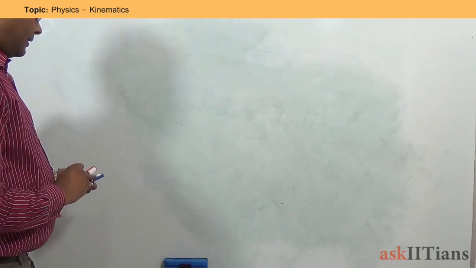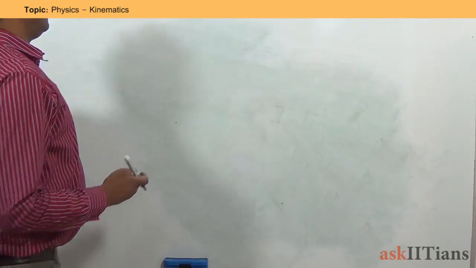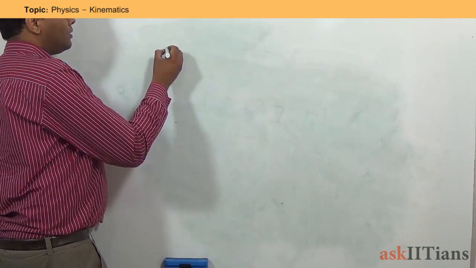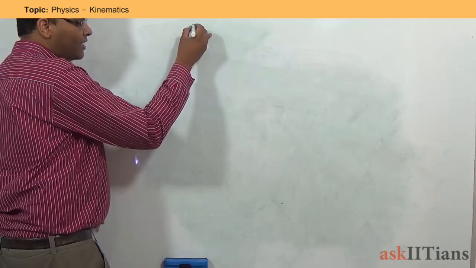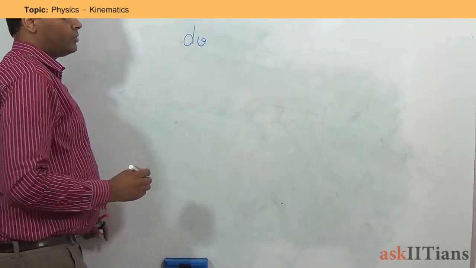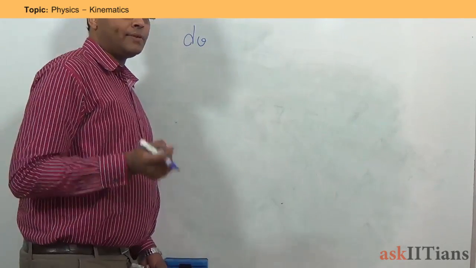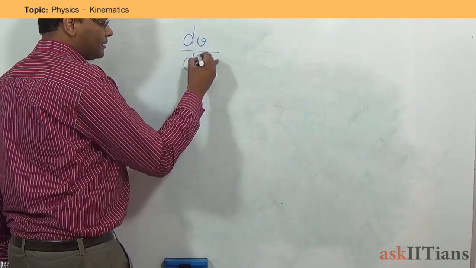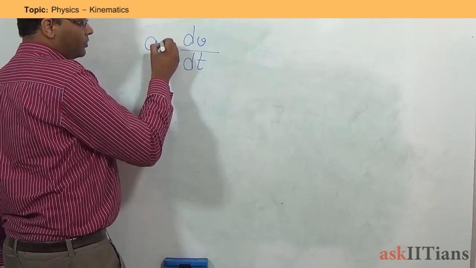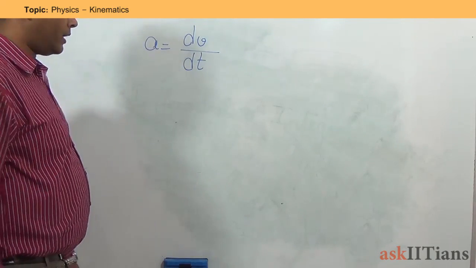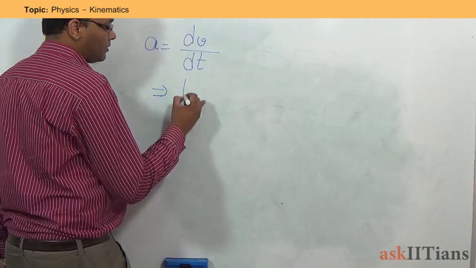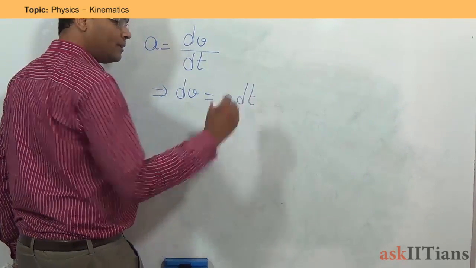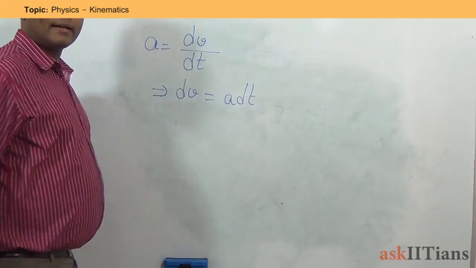So, let's see. Coming back to the concept of kinematics. Instead of v minus u, if I say that the change in velocity is dv and the change in time taking place is dt, this is how I am going to define acceleration. Therefore, I can further say dv can be given by a into dt. So dv can be written as a dt.